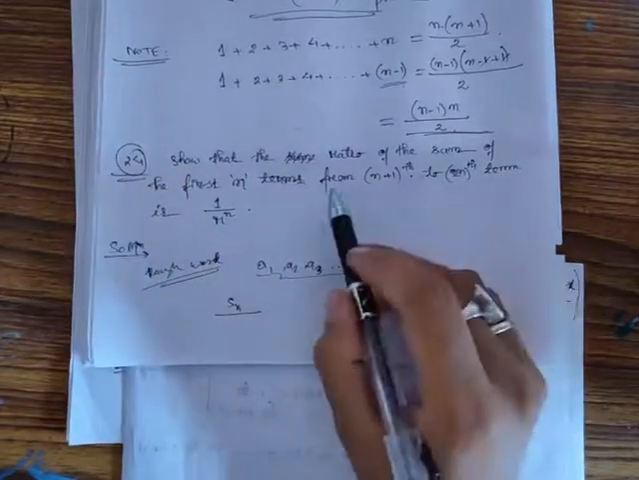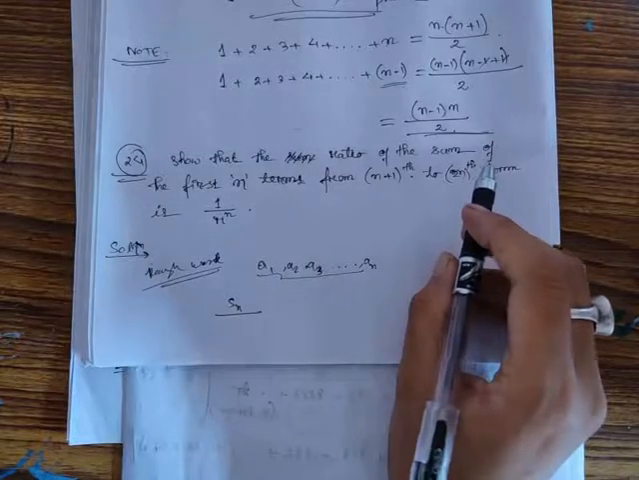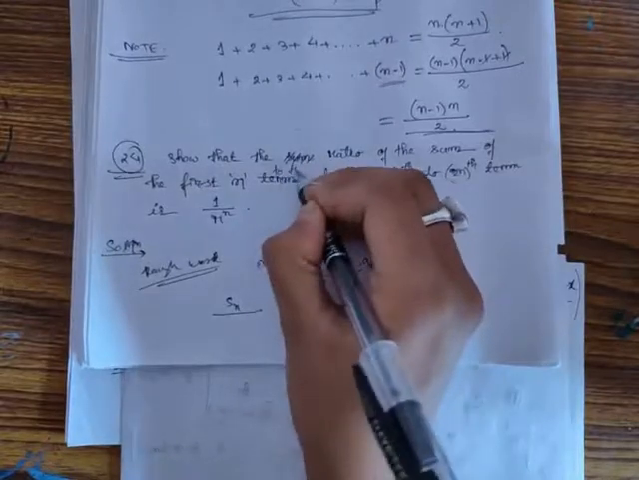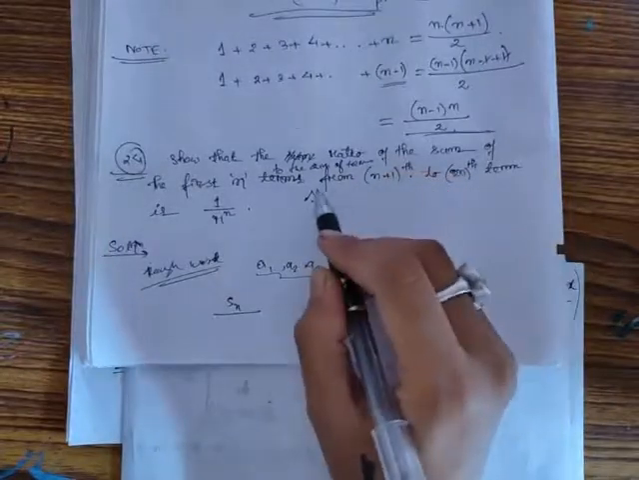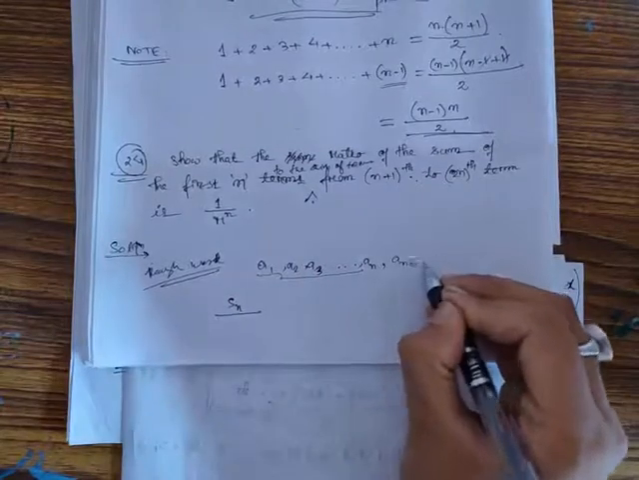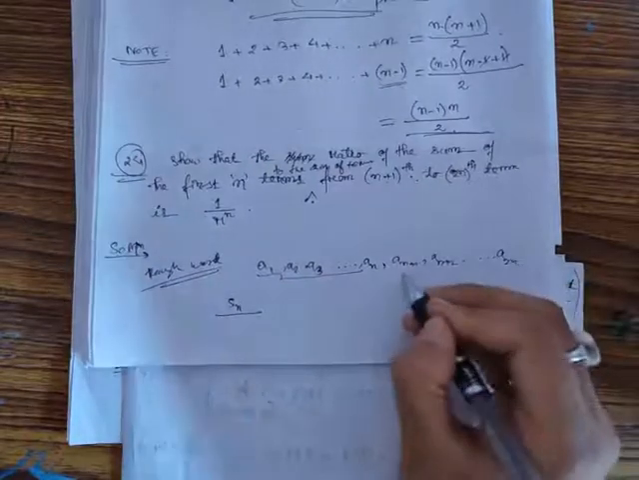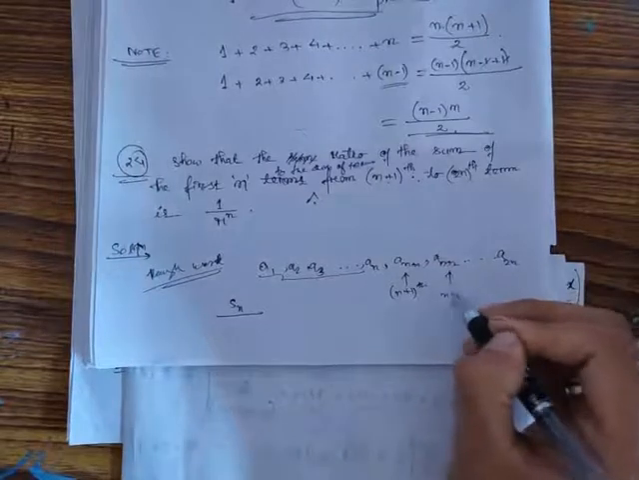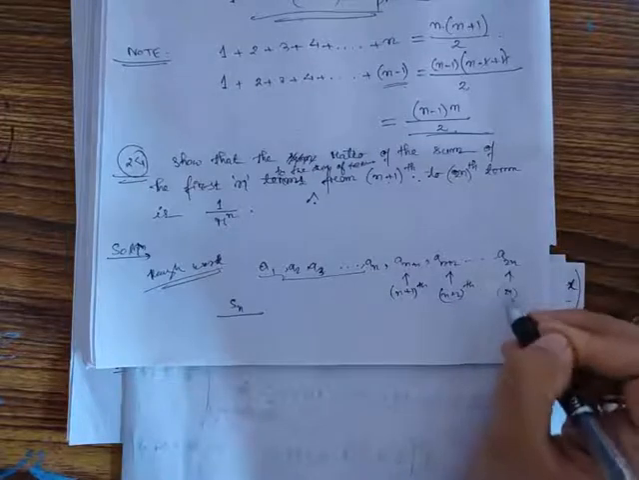to the sum of the terms from the n plus 1th term. That means after the n terms, n plus 1, n plus 2, and so on to the 2n term. So when you have n terms, this will be your n plus 1th term, this will be your n plus 2 term, going on to the 2n term. This is your 2n term.